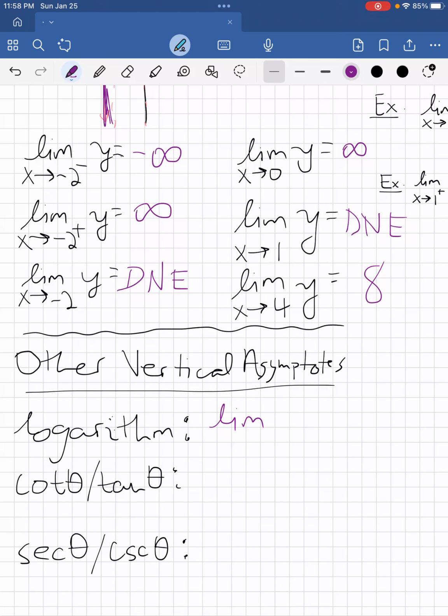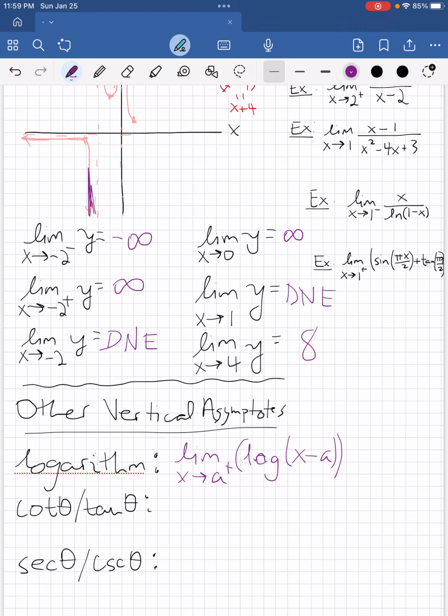as x approaches some value that we'll call a from the right, the limit of, it could be a natural log, it could be any log, any base of x minus a is equal to negative infinity.